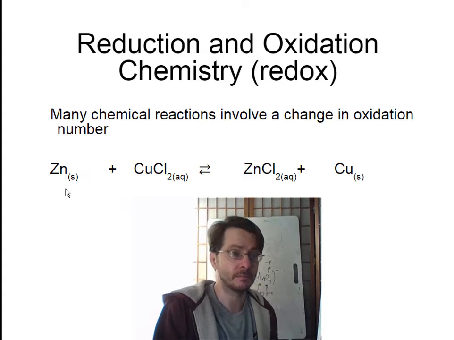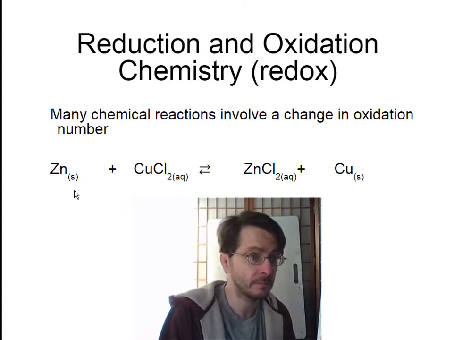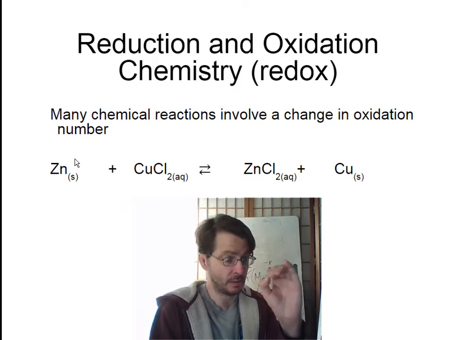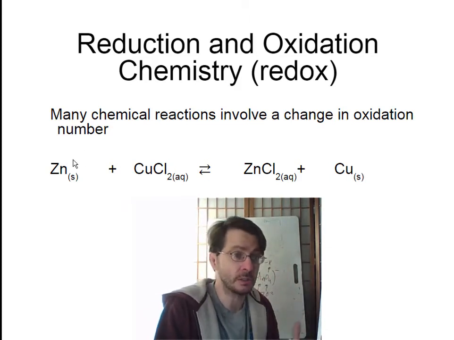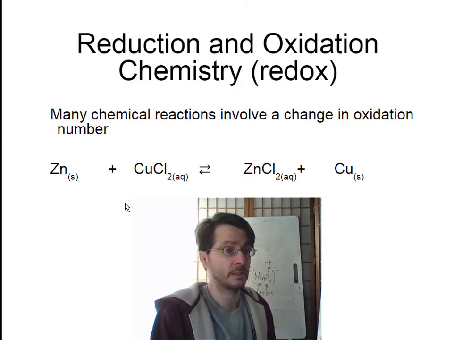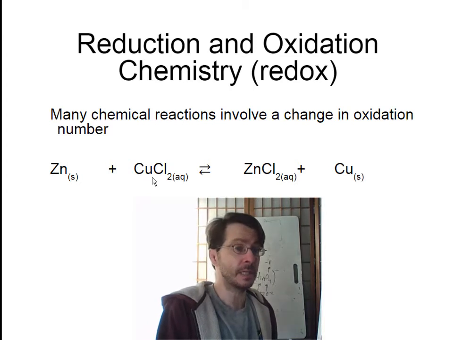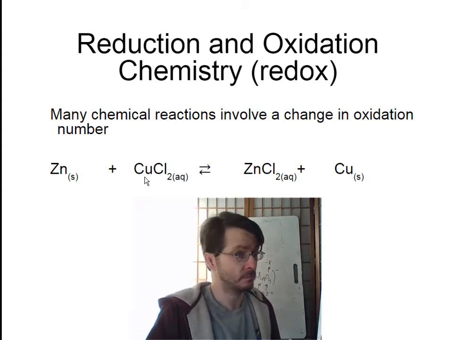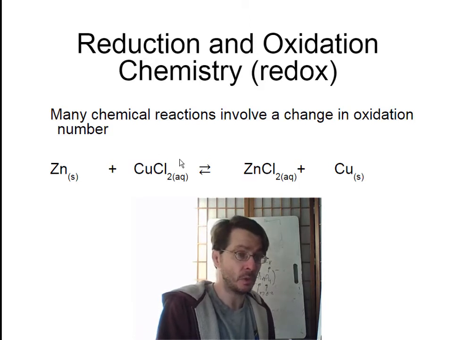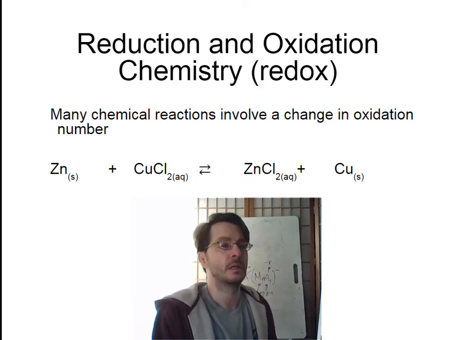For the zinc, the oxidation number is not +2, it's 0, all right, because it has no charge. If it was a +2 ion, it would be written as charged. What about this copper? This copper is +2, all right, because this is a copper(II) chloride. These chlorides give a charge to this copper.